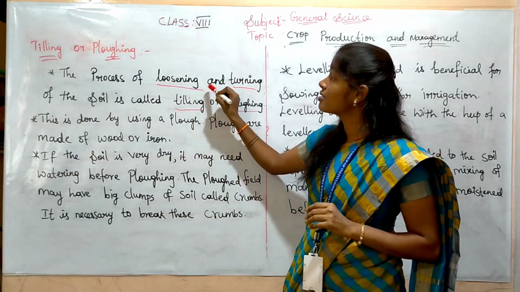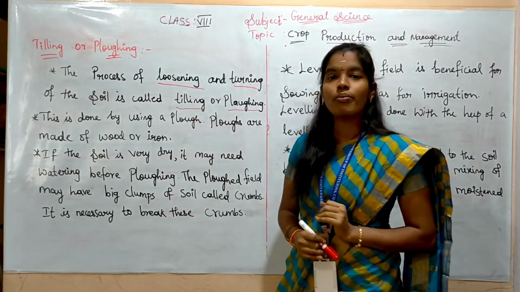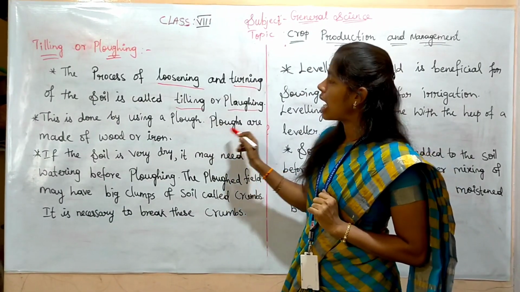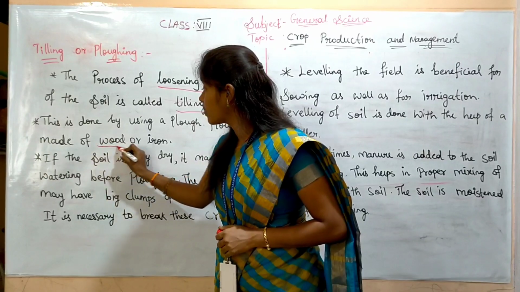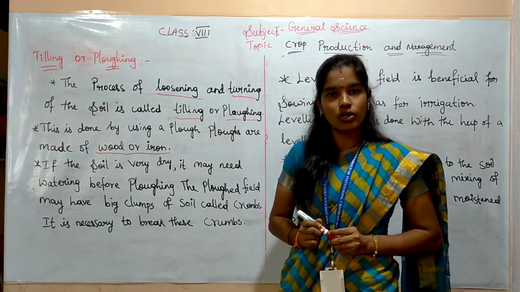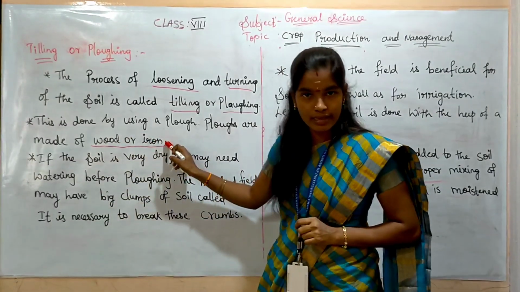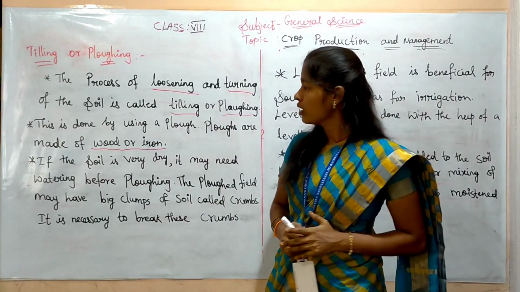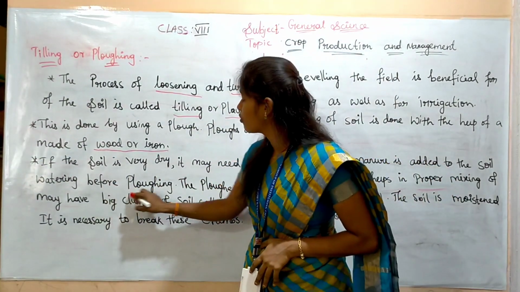So this is how we do it, by using a plough. A plough is a machine that we use, and ploughs are made up of wood or iron. So using a plough made of wood or iron, we loosen the soil or turn the soil. If the soil is very dry, it may need watering before ploughing.